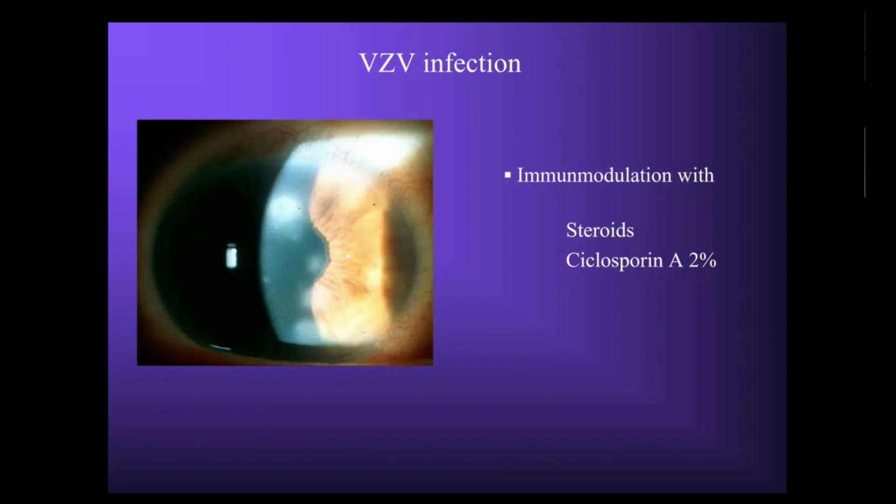We have made the experience that acyclovir administration on an intravenous basis or topically is mostly inefficient. Here we treat mostly the immunological response with steroids, or in the long run with cyclosporin A 2%, in order to avoid the many complications of steroids. For example, 25% steroid response, glaucoma in the long run, and it is often overlooked.